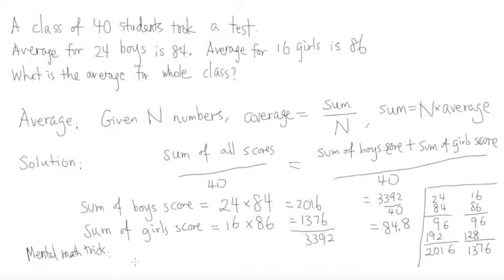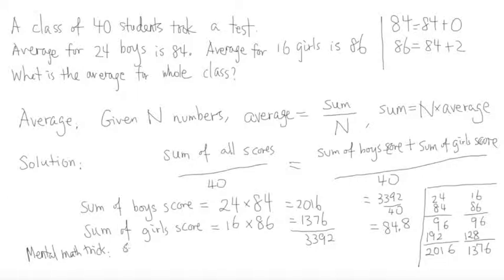What you do is the following, because in this case, all the numbers are around 84. So why don't we just get rid of 84? Okay, the average for boys is 84. The average for girls is 84 plus 2. So let's just get rid of 84 and subtract by 84, then we add it up.